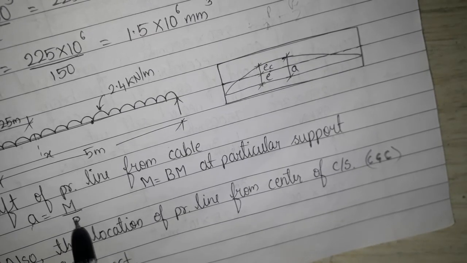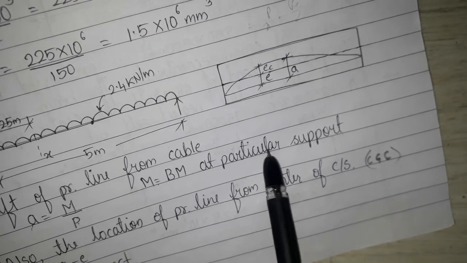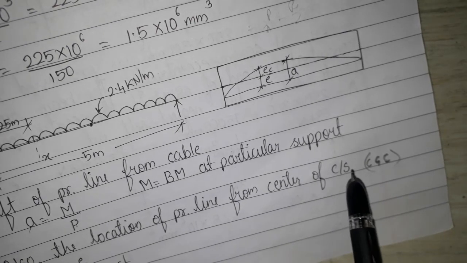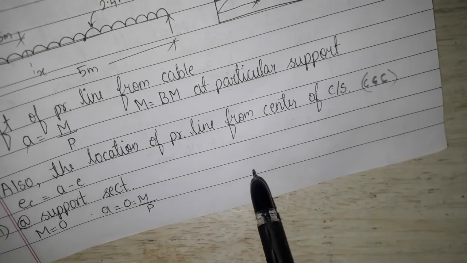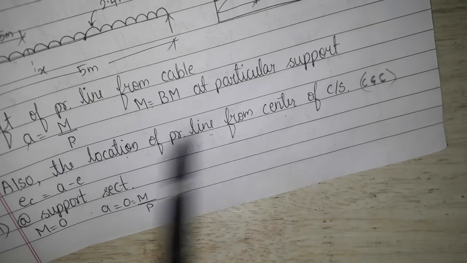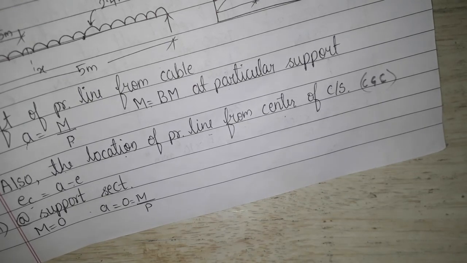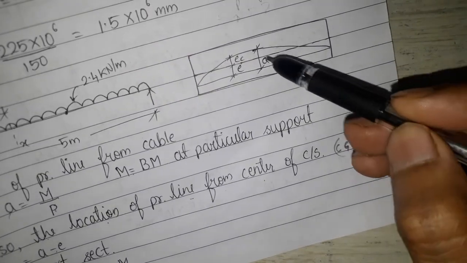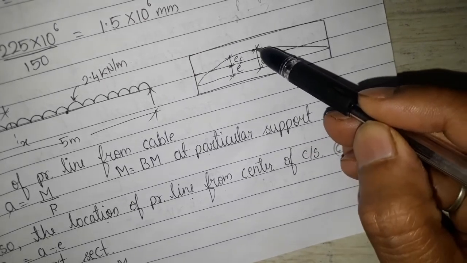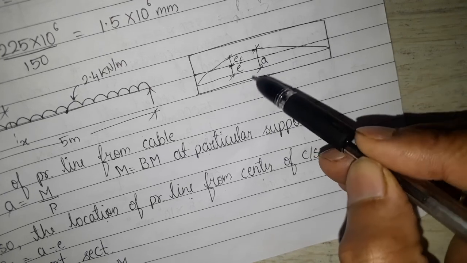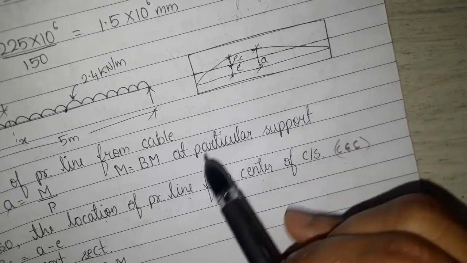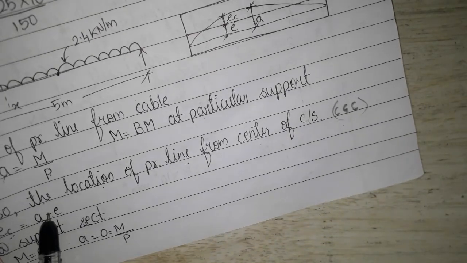So A is equal to M by P, where M is the bending moment at a particular location, which may be the support, mid span or quarter span. We also have to find the location of the pressure line from the center of the cross section. If the total shift is A, then from the center line, EC is equal to A minus E. So we have to find out EC. Understood? EC is equal to A minus E.